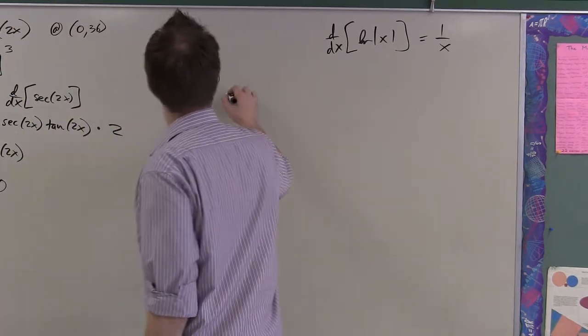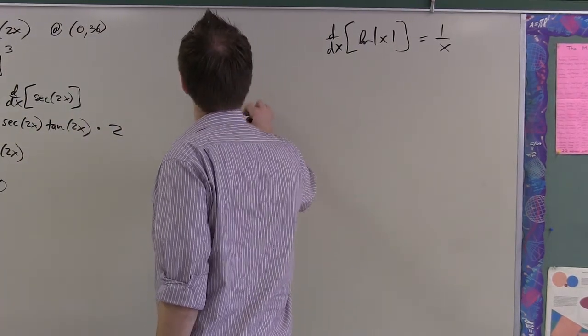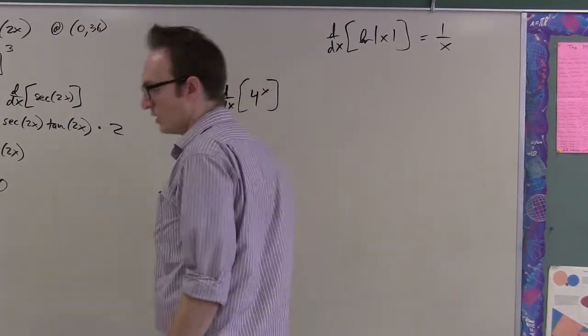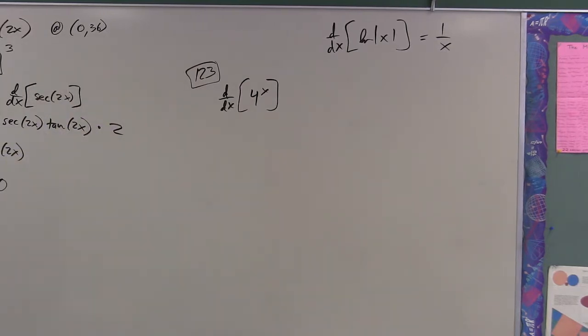123 is the derivative of 4 to the x. Okay, actually, let's pause for a second.